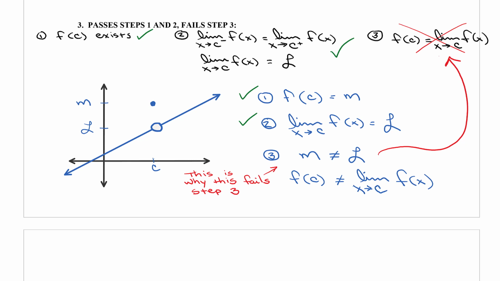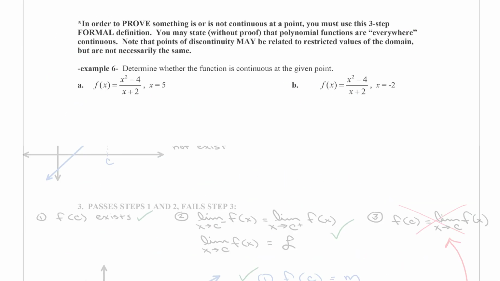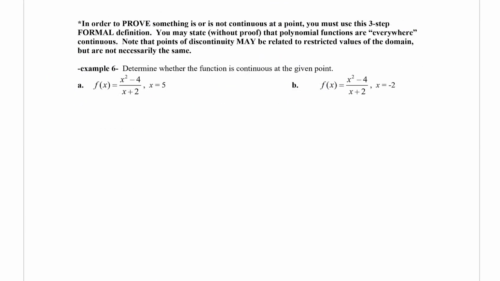So, okay, we're ready to move on to some examples where we actually demonstrate whether or not a function passes these conditions. In order to prove something is or is not continuous at a point, you must use this 3-step formal definition. You may state, without proof, that polynomial functions are everywhere continuous. Note that points of discontinuity may be related to restricted values of the domain, but are not necessarily the same.